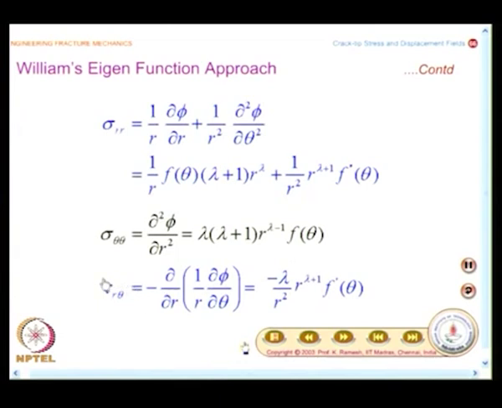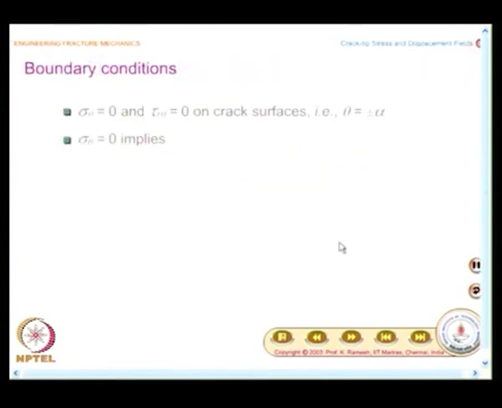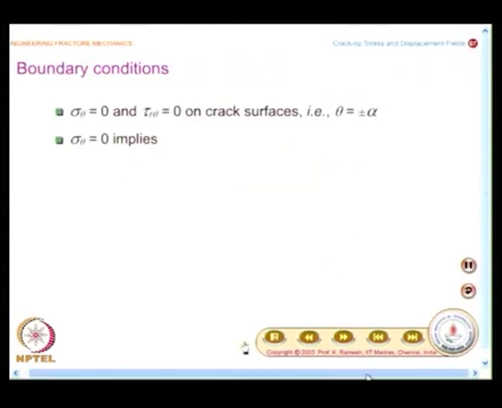On the other hand, when I say tau r theta is 0, we will have f prime theta is 0. This is how we would use it in writing the boundary conditions, and whatever I have mentioned is summarized here. On the crack surfaces, sigma theta equal to 0 and tau r theta equal to 0, that is when theta equal to plus or minus alpha. When I say alpha, it is still a wedge only. If I say alpha equal to pi, it becomes a crack.